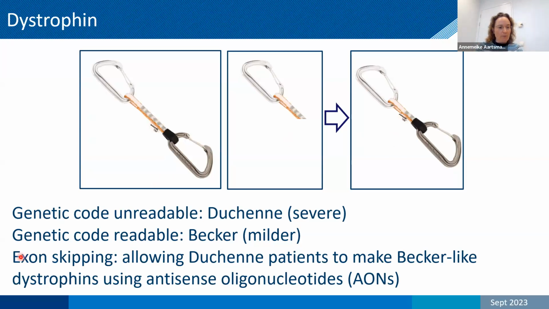So the approach that we've been working on at LUMC, but also other areas in the world, is called exon skipping. And the idea is to allow Duchenne patients, instead of making this type of protein that is not functional, to make this type of protein that is partially functional. So we use their own DNA, their own genetic information, to allow them to make these Becker-like proteins. And we do this with antisense oligonucleotides.